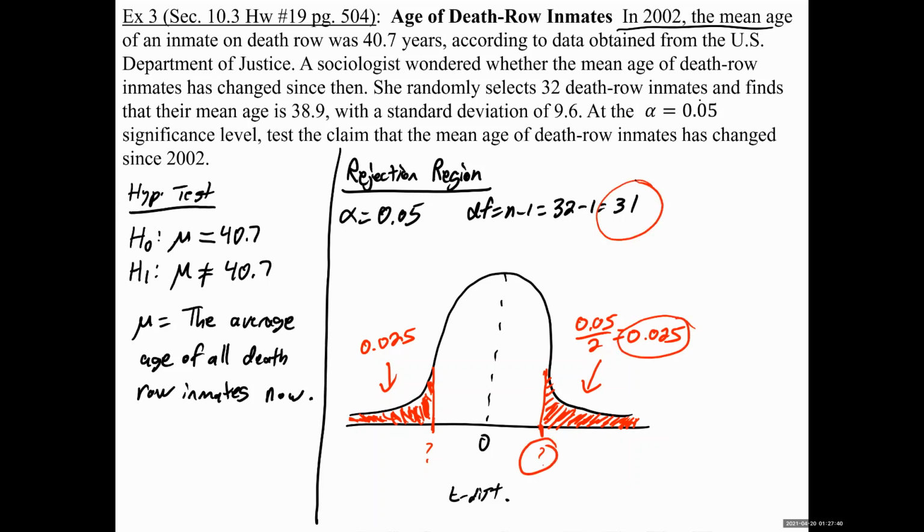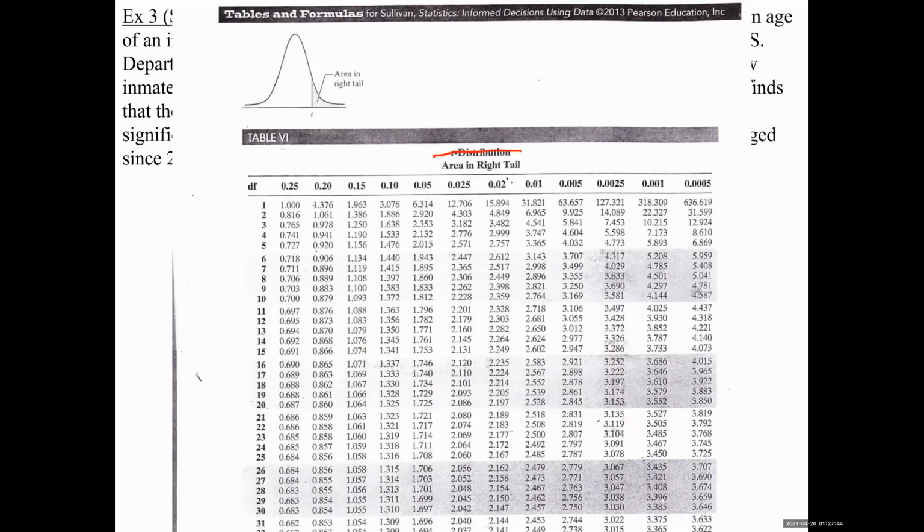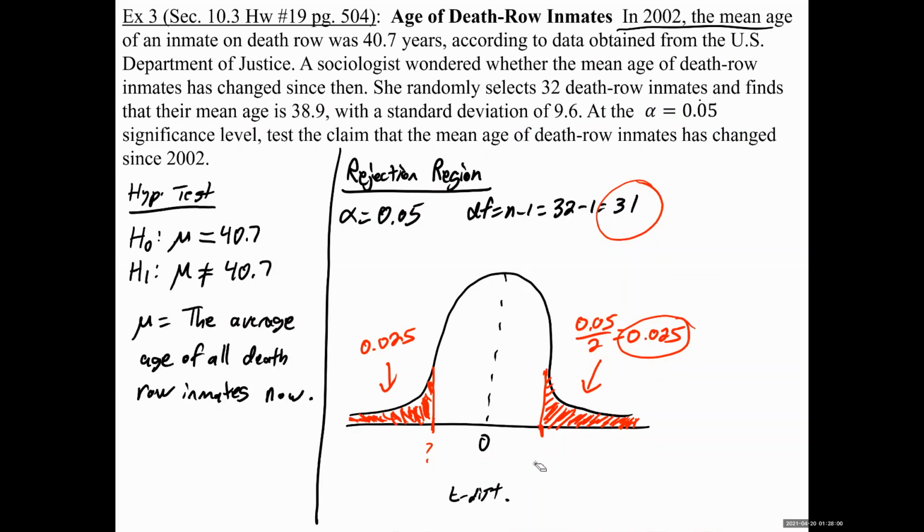Let's go to the table. So area in right tail, 0.025, degrees of freedom 31 all the way on the bottom here. We're going to go like this to the right, and we're going to go down here. And we get 2.040 for that one. So this number here, 2.040.